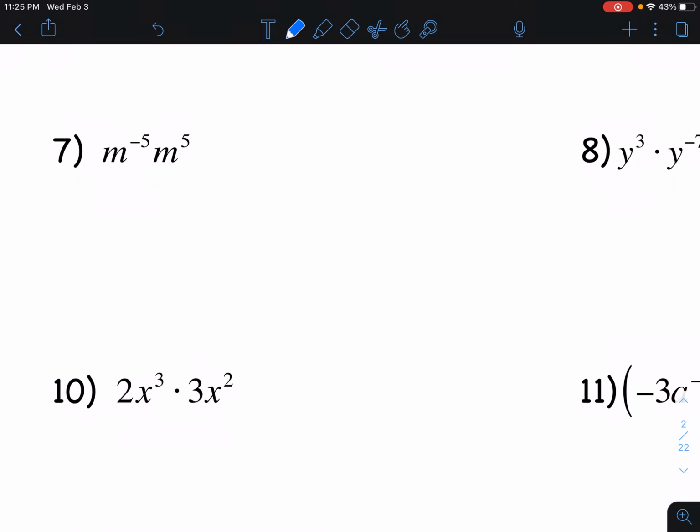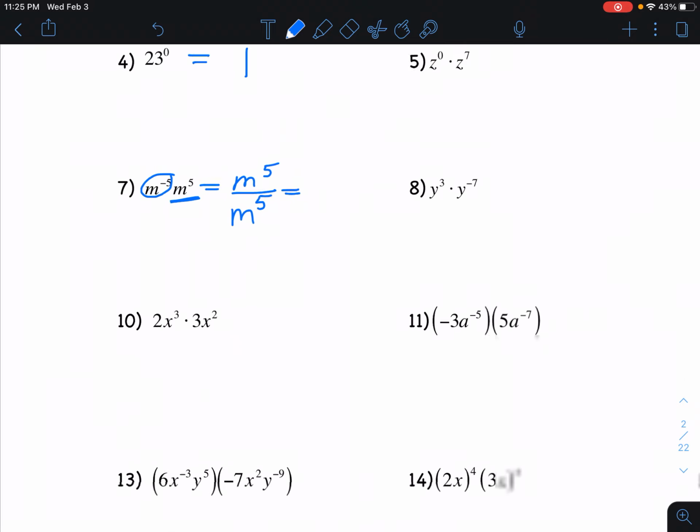Number 7, we learned the negative exponent rule. So this m will move, we make a fraction and we move it to the denominator as a positive. This guy stays at the top because it's a positive, and anything divided by itself, we remember, is equal to 1.